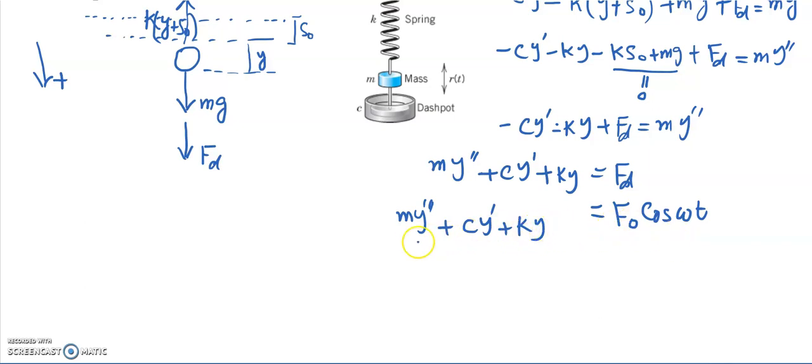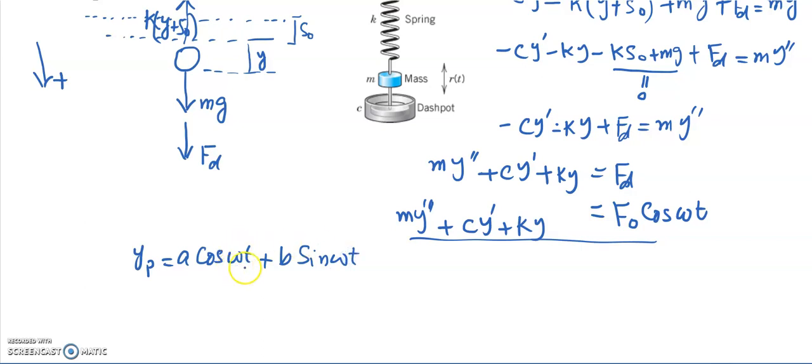So for this, since this is a non-homogeneous second order differential equation, and the non-homogeneous function f naught cosine of omega t is a cosine function, its particular solution will be this: yp is equal to a cosine omega t plus b sine omega t. We are representing it in terms of omega t because, if you remember, in the case of the free oscillations, we represented the term square root of k over m as omega naught, which was related to the natural frequency of oscillation.